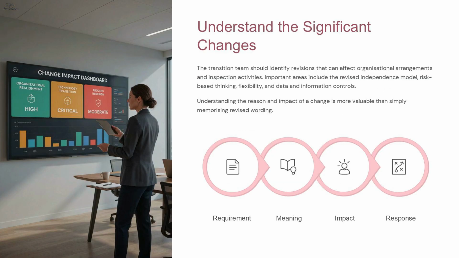The transition team should identify revisions that can affect organizational arrangements and inspection activities. Important areas include the revised independence model, risk-based thinking, flexibility, and data and information controls. Understanding the reason and impact of a change is more valuable than simply memorizing revised wording.